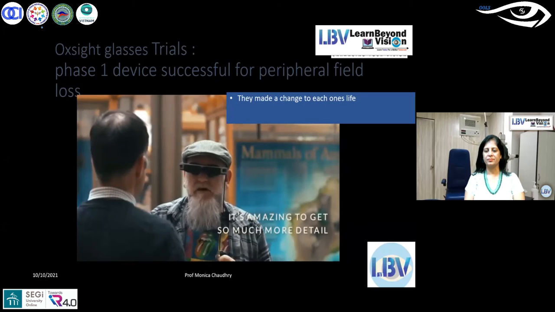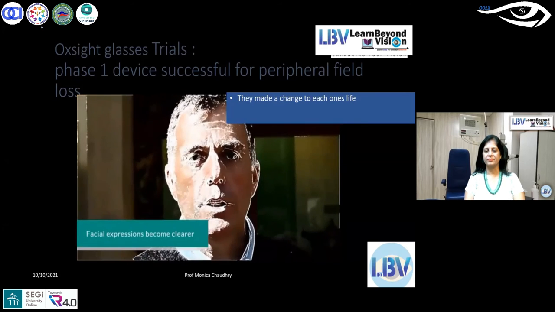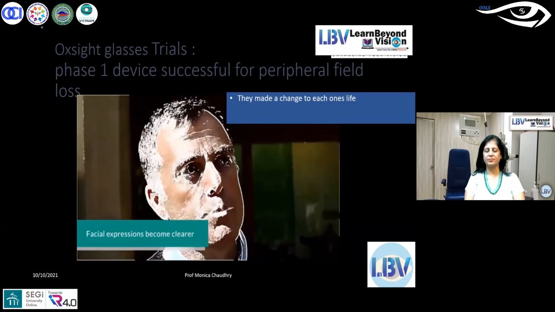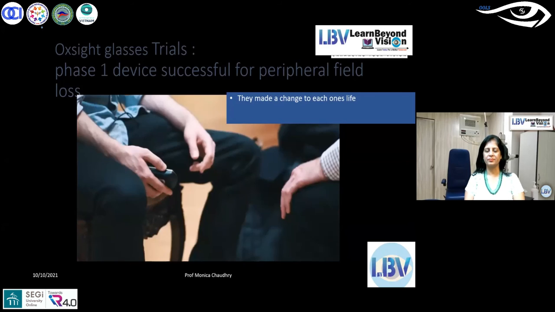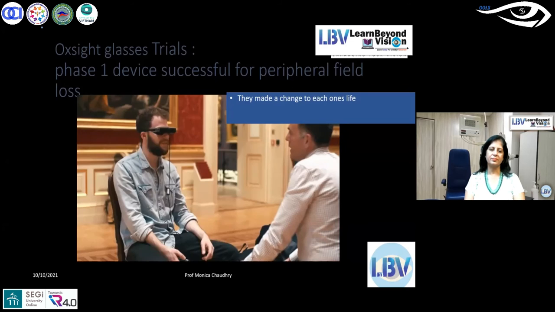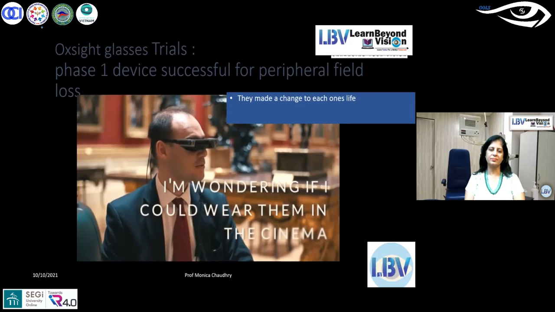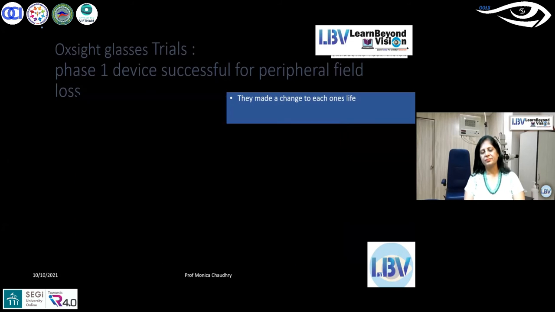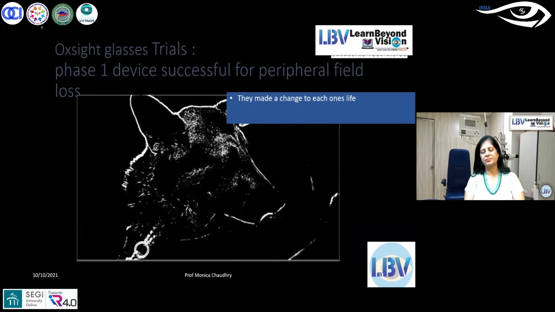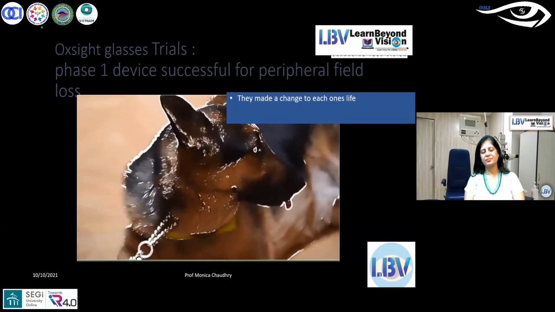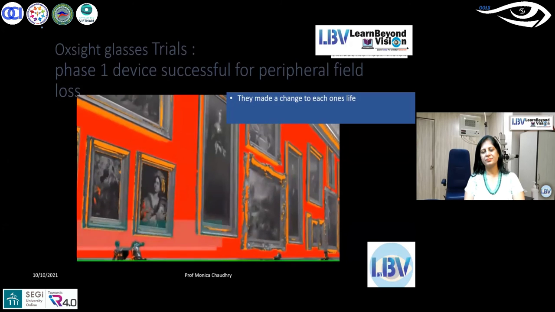It is actually quite amazing to get so much more detail on their face. Without my glasses, I'm looking at kind of pink blobs, really. I've just zoomed backwards. Now that's much, much better. I'm wondering whether it's the sort of thing I could wear walking into the cinema. It sounds silly to think that, you know, a registered blind person would even attempt going to a cinema.